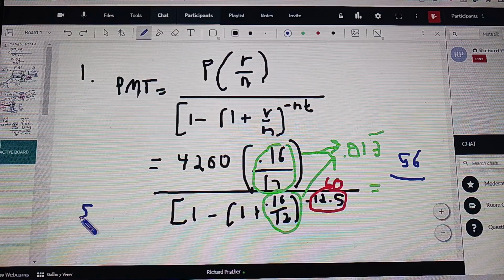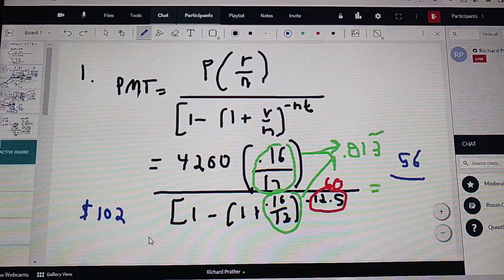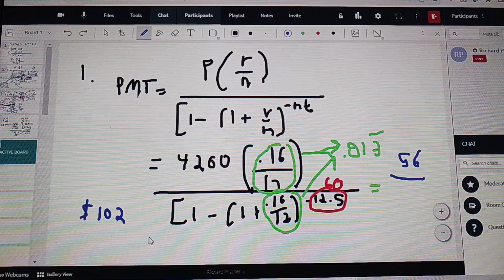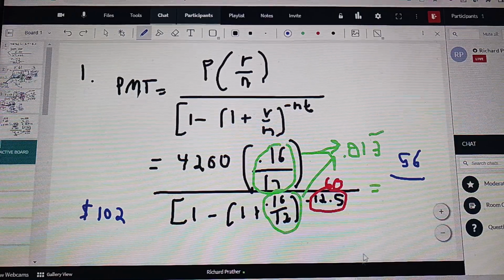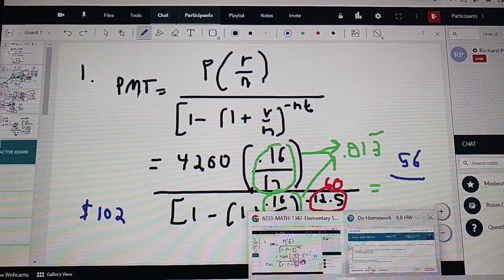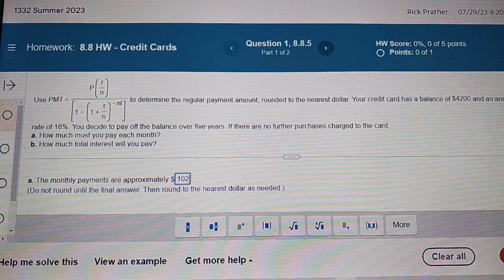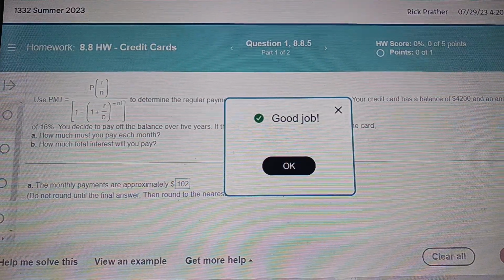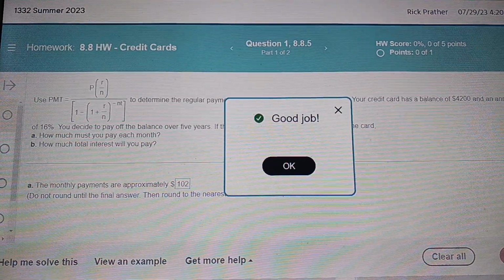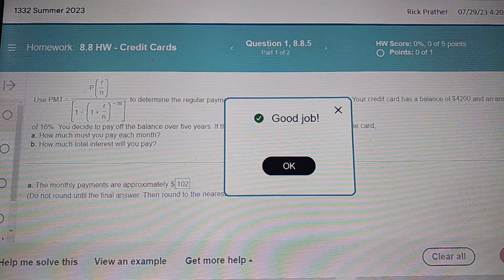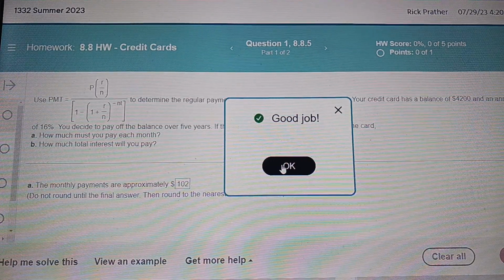So $102, if you pay that every month for 60 months, for 5 years, you'll pay back this credit card debt and not owe them any more money. So if you just got a new job and you are making a lot more money than you used to make, then you could budget this out of your paycheck each month, get $102 out of your monthly paychecks, and set that aside to pay this off.